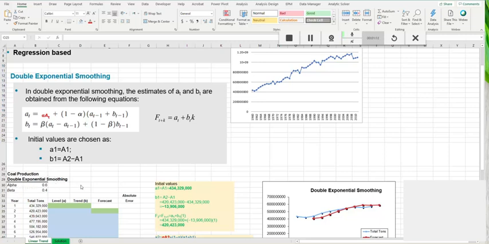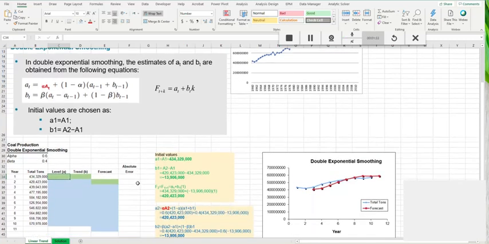The other thing is that because at each period we calculate level and trend based on the previous period, we need some initial value to start with. So these are the initial values. For level, we use the first actual, and for trend, we use the second actual minus the first actual. So let's do the calculation.